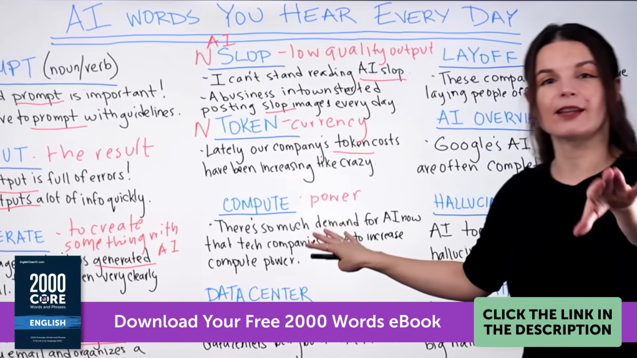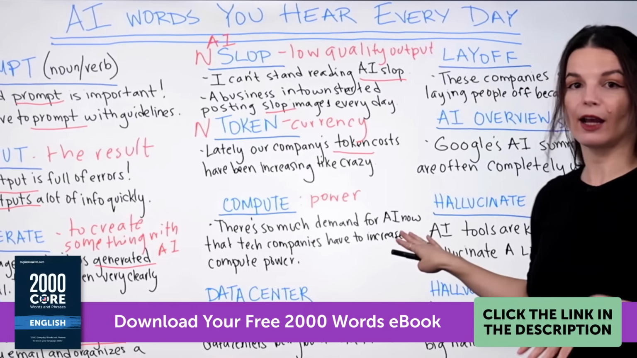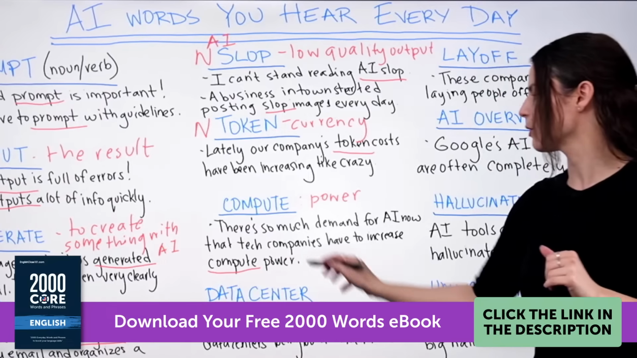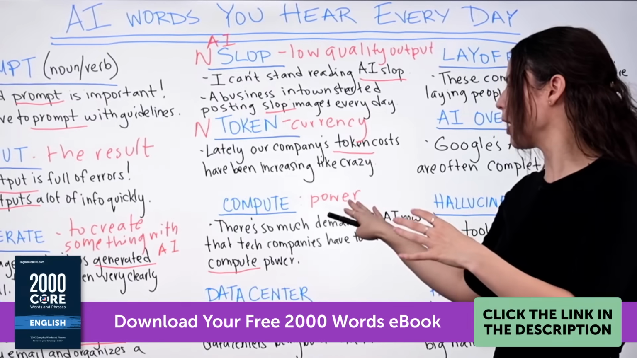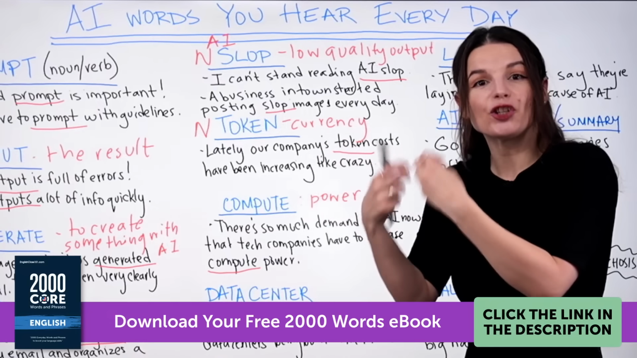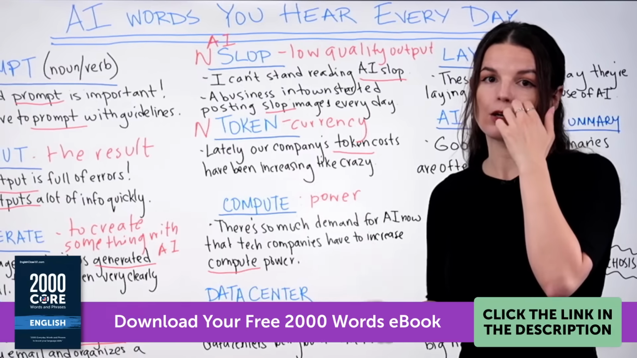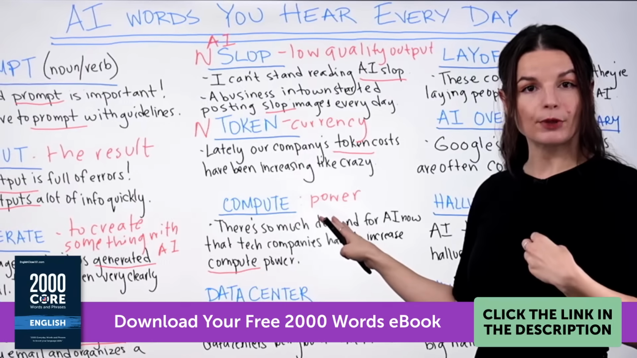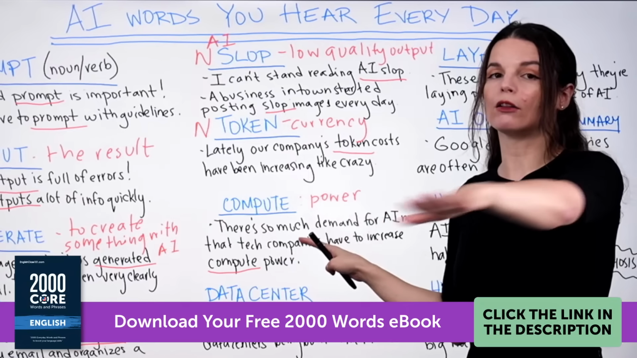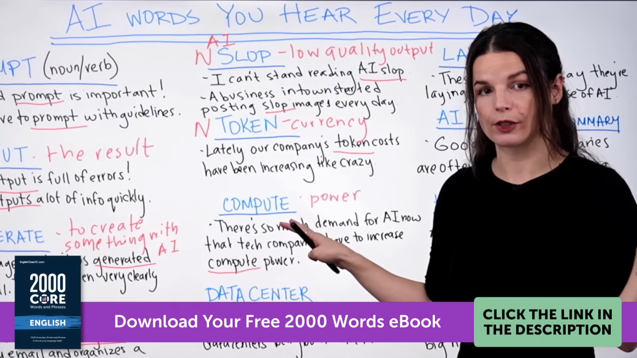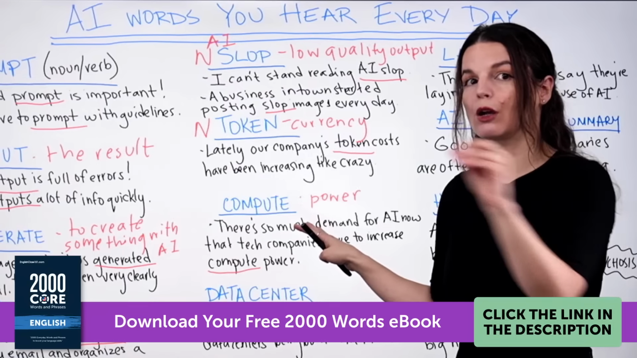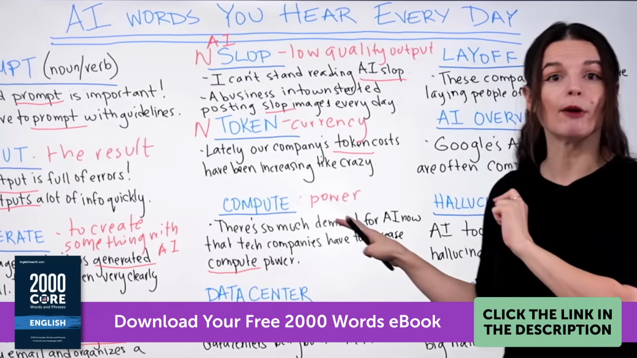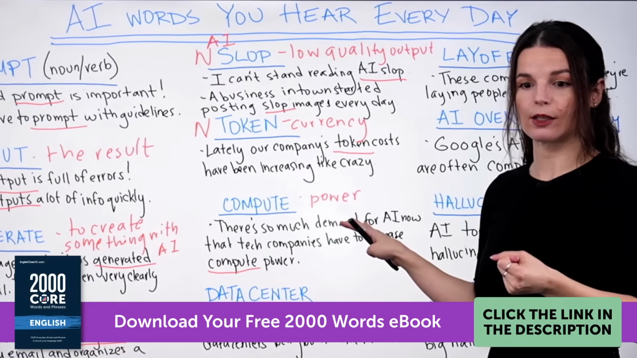So compute, let's look at the example sentence first, okay? There's so much demand for AI now that tech companies have to increase compute power. So I included compute power here. So compute is the power specifically for getting energy to use these AI tools, okay? So the compute, you will see in the news, compute costs are going up, right? So that means these tech companies have to create enough power so that all these customers can use the AI tools, okay? So compute, and especially compute costs, you will see this in the news. This just refers to the power that is needed, okay? So compute. It does come from computer, meaning the power required to use the computer's tools.